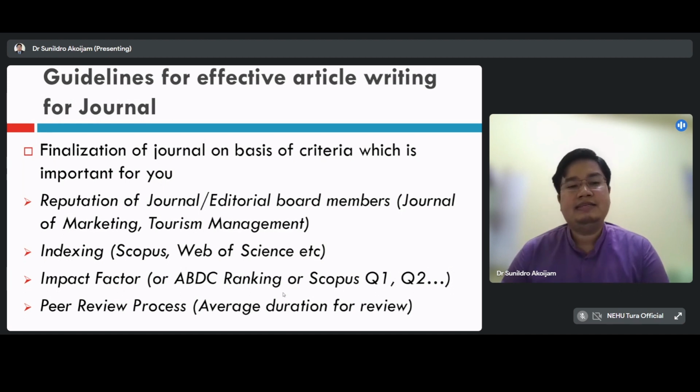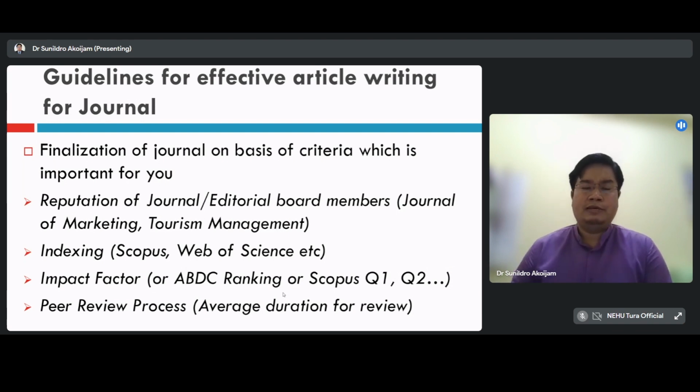Second criterion is the indexing, another very important thing in today's time. You have to see in which database the particular journal is indexed, either Scopus or Web of Science. Scopus is the largest database, so people think that journals which are indexed in Scopus are good. And then similarly, Web of Science. Okay, so you can decide on the basis of indexing also.